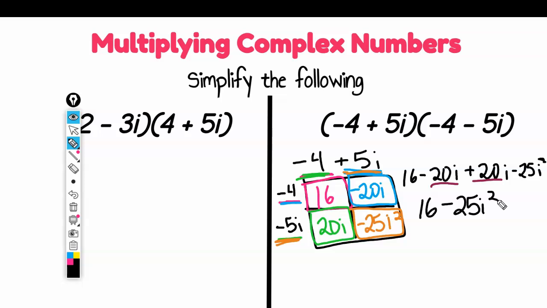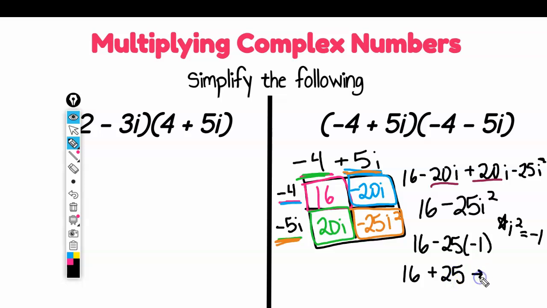But remember, i squared is negative 1. So where I see i squared, I should be putting negative 1. 16 minus 25 times negative 1. 16 plus 25. And this is 41. And so that's that problem. This one that's over here, you're going to do on your own.